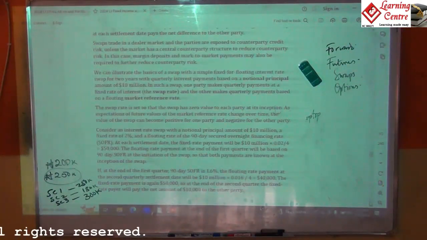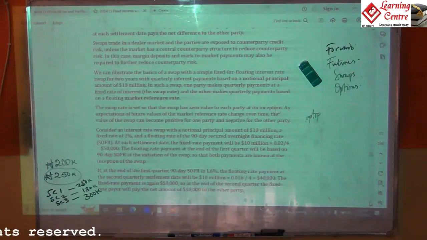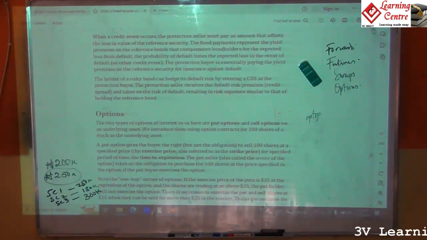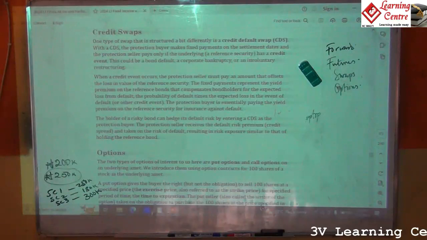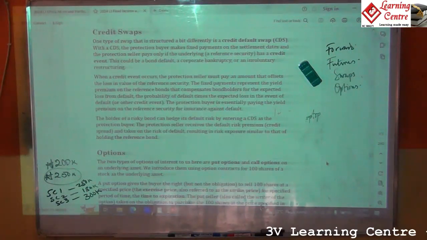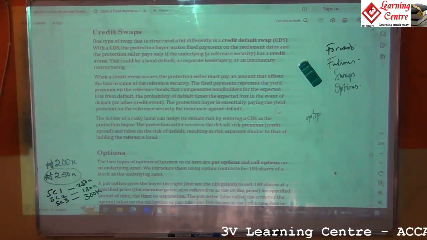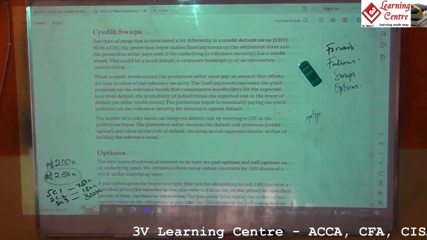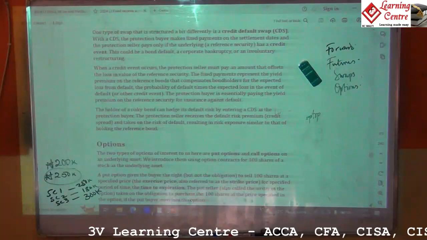Then we spoke about swap. So swap, like I said, is basically just moving from one interest type to another interest type, if you move from fixed to floating or floating to fixed. Then credit default swap as well is where we are owing something, and you transfer what you are owing to someone else, basically.